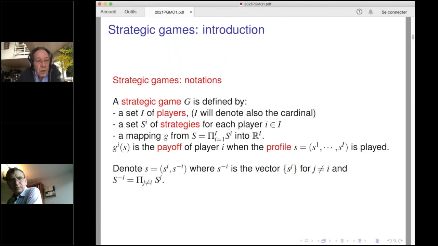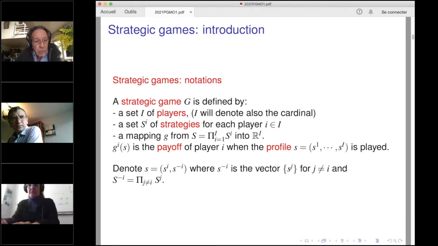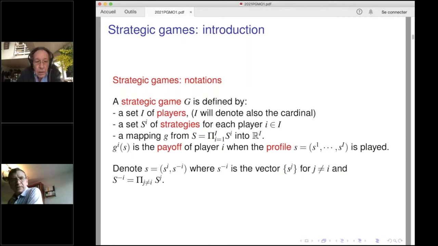These are the notations that I will use. The strategic game is defined by a set of players, capital I. Each player has a set of strategies that is denoted by S^i, and there is a mapping G from the product of the S^i to R^I. The interpretation is that G^i(s) is the payoff of player i when the profile s is played. There is the usual notation of s as (s^i, s^-i), where s^-i is the vector of choices of the players other than i.